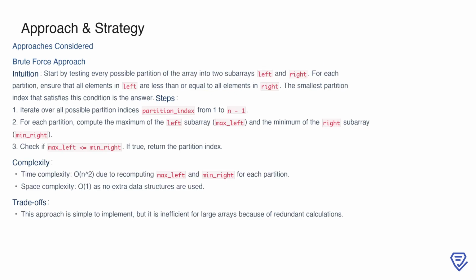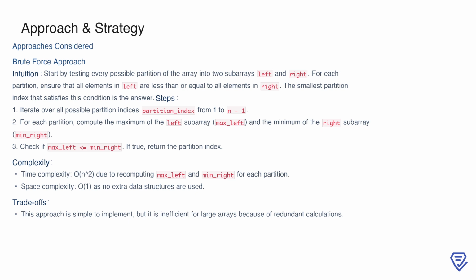To begin, let's consider the brute force approach. The idea here is to test every possible way to split the array into two parts, a left subarray and a right subarray. For each split, we check whether all elements in the left subarray are less than or equal to all elements in the right subarray. If this condition is met, we identify the partition index.